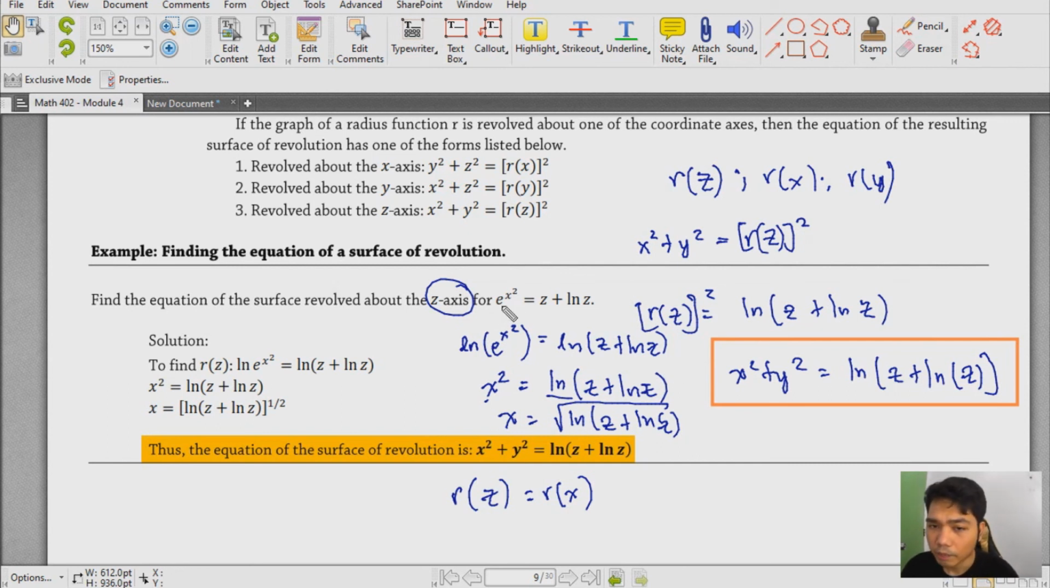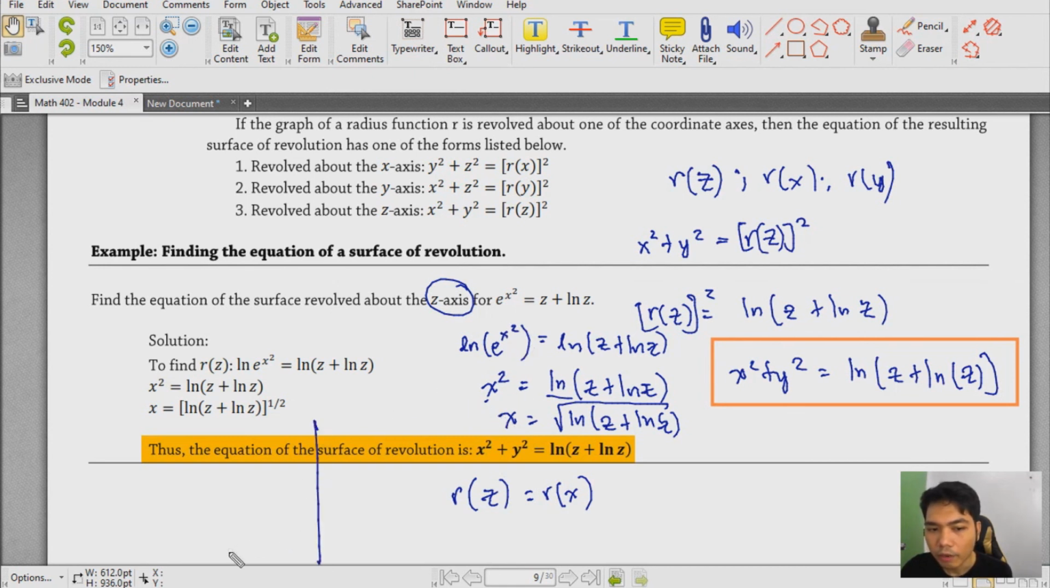Kasi since it's quite impossible na hindi tayo magkaroon ng assumption na yun yung ating R of Z kasi na equal silang dalawa, kasi nga di natin siya masosolve kung wala. So, therefore, our assumption is that yung ating R of Z is equal to R of X. Pero, this radial distance is simply yung ating, meron tayong X and Z.